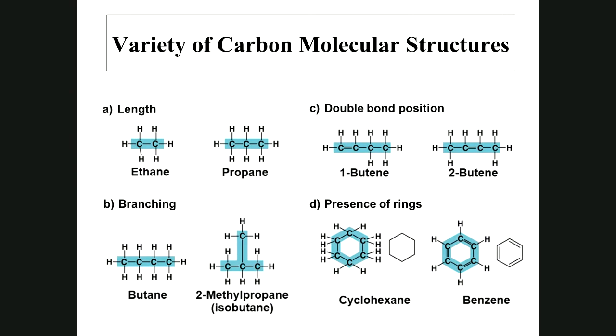And then the presence of rings. They can form ring structures. And here is a cyclohexane. It means it has 6 carbons there. And here's another one called benzene. It has some double bonds between the carbons there. So carbon is quite diverse. It can form a lot of different patterns, a lot of different structures.